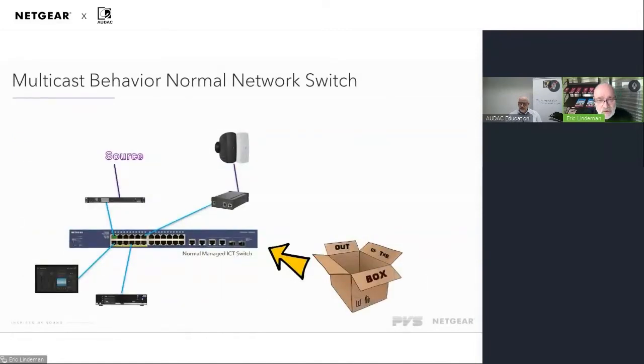If you take a good old NetGear switch out of the box and you connect your devices and you start to send the signal to a device, if you don't configure anything on that switch, all your ports will be saturated with the traffic of the IGMP source. To avoid this, you have to configure the switch. So it's no plug and play.